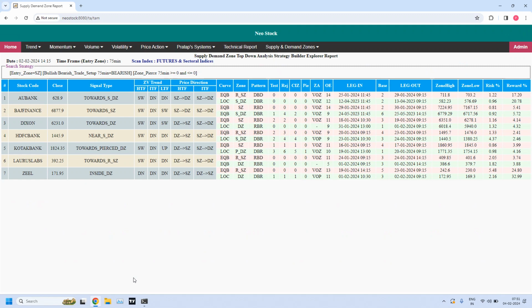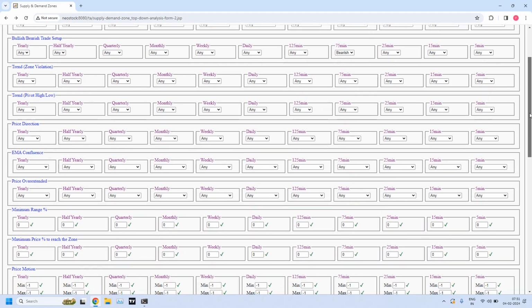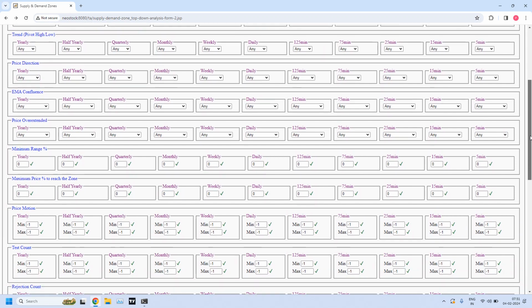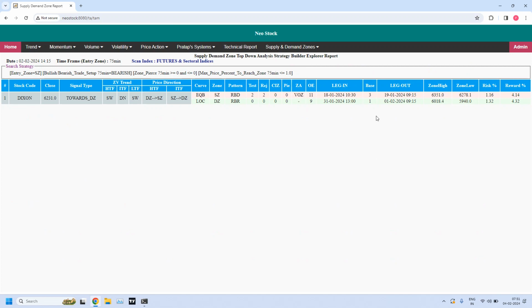If you really want to know which stocks are very near to the zone, what I do is add the maximum price percentage to reach the zone at the 75 minutes level. Within the 1% level, are there any stocks? Only Dixon is there, but it is already tested 2 times.